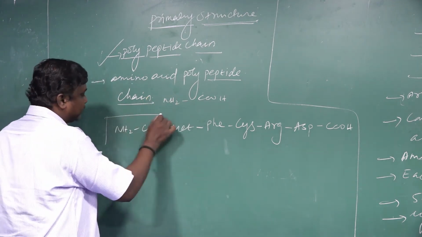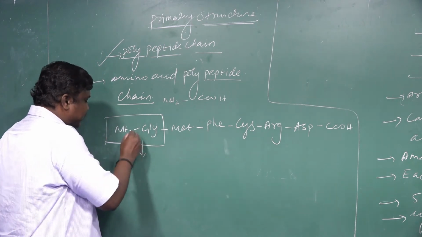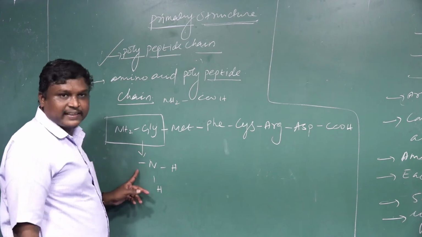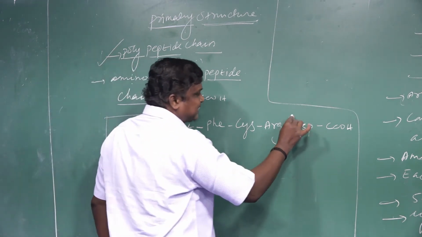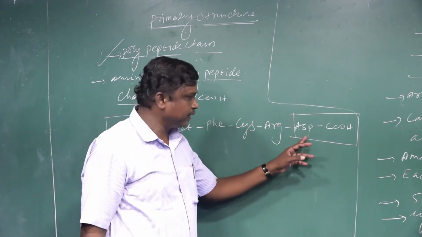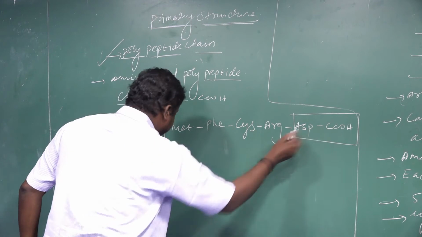Example, glycine. Glycine has NH2, and the last one is the COOH acid. Ascorbic acid, that is an acid.